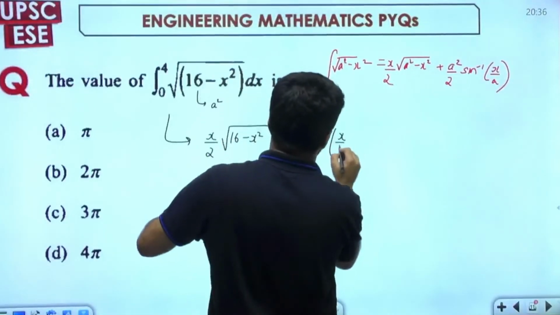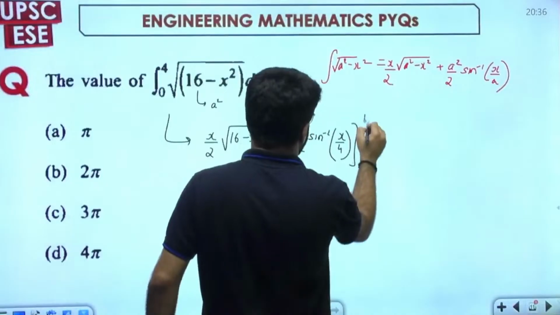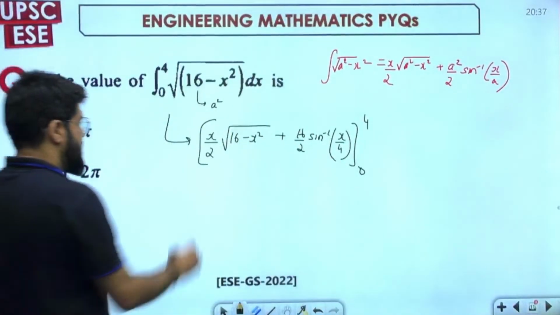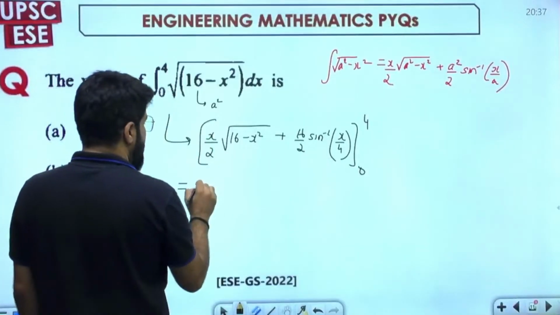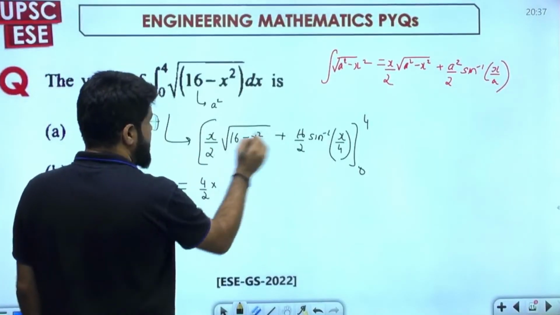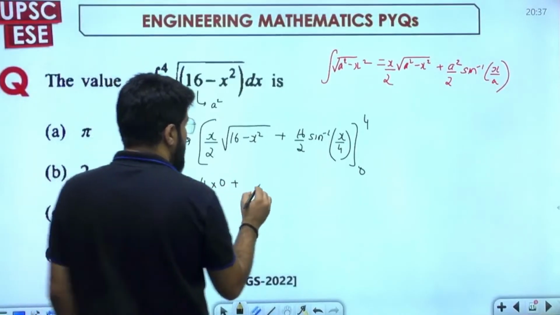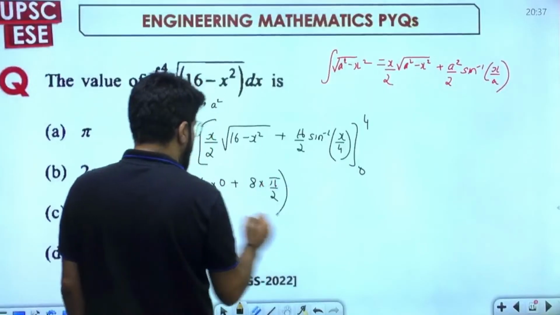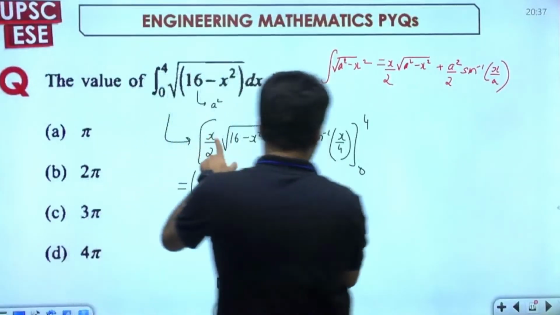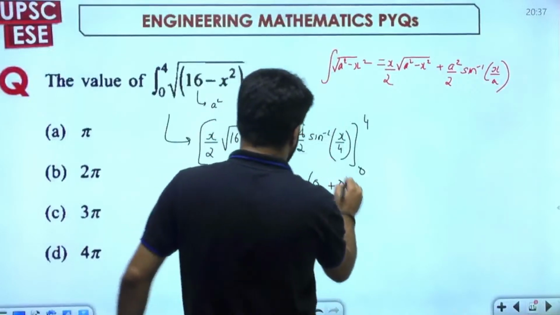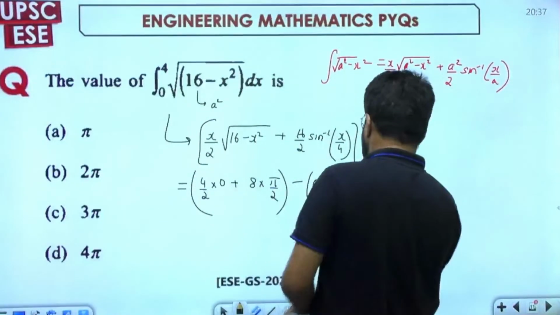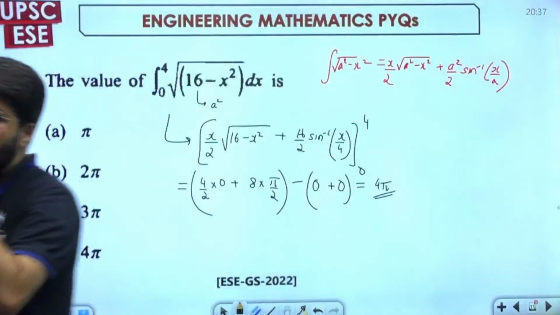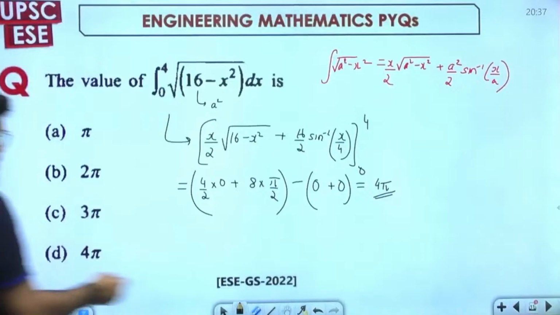So x by 4 it should become, limit 0 to 4. That's it. Direct integral formula question. If you put x equal to 4, 4 by 2, but 16 minus 4 square will be 0, plus 16 by 2, 8, sine inverse 1, pi by 2. This is the upper limit. For the lower limit x is 0, and sine inverse 0 is also 0. Finish. The answer is 8 pi by 2, that is equal to 4 pi. Correct answer is 4 pi, option number D.